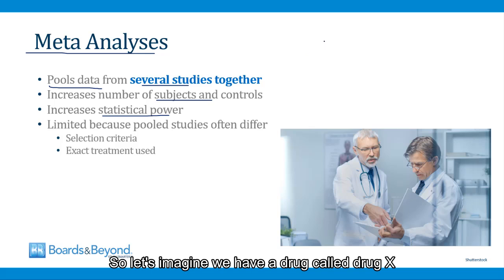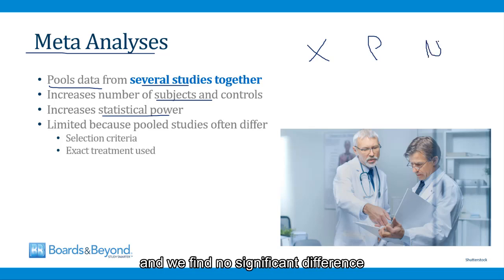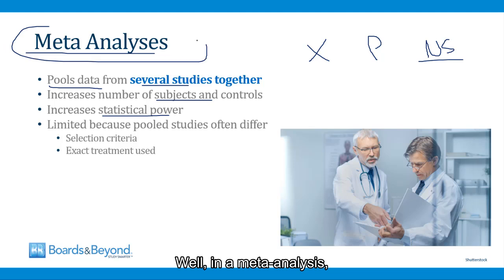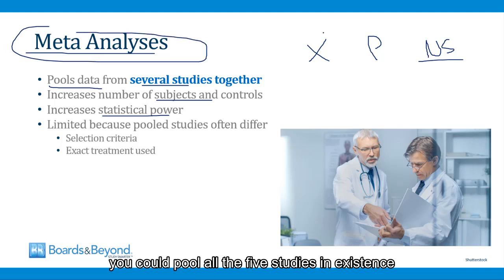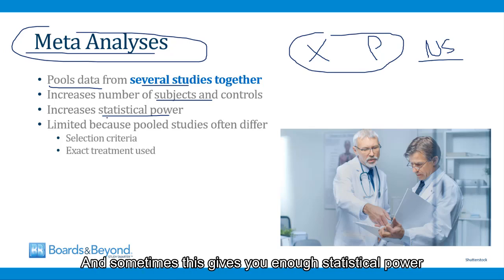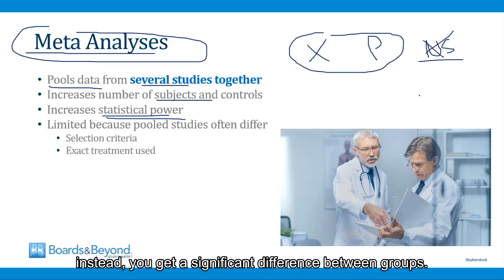So let's imagine we have a drug called drug X, and we compare it to placebo, and we do a small clinical study, and we find no significant difference in outcomes between groups. Let's further imagine that 4 other small studies are done, and they also find non-significant differences between groups. Well, in a meta-analysis, you could pool all the 5 studies in existence of drug X versus placebo together, and sometimes this gives you enough statistical power so that your finding is no longer not significant, and instead you get a significant difference between groups.